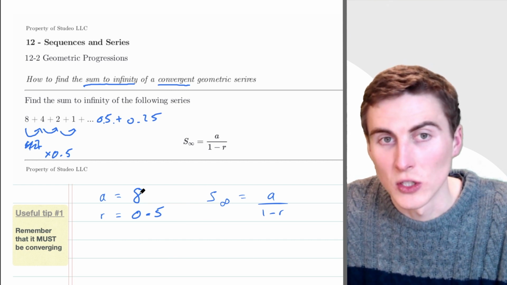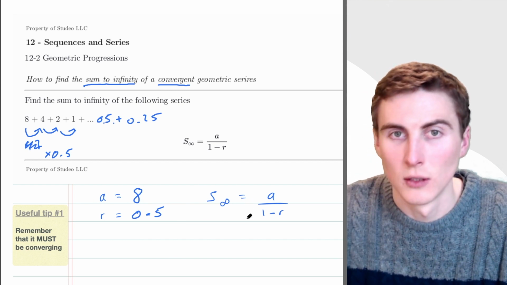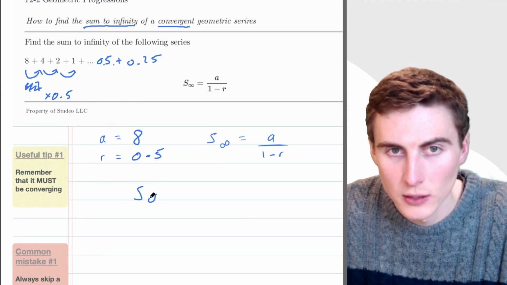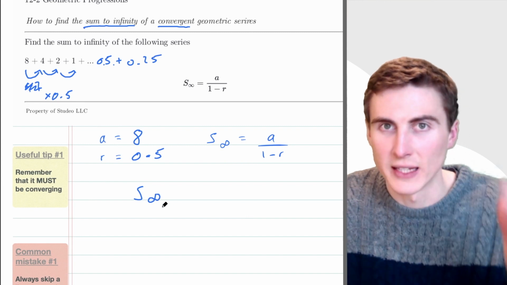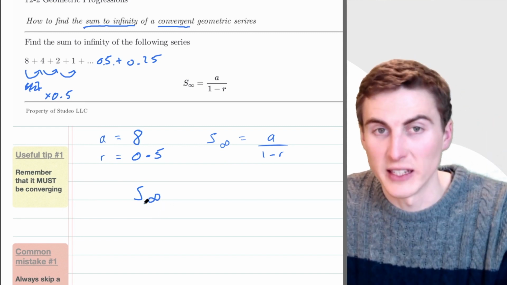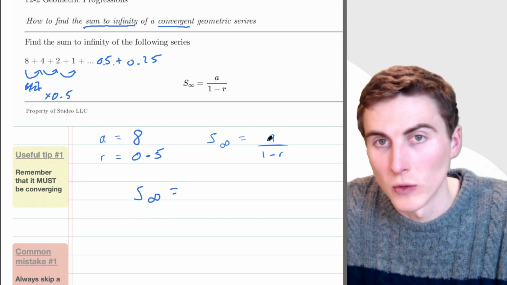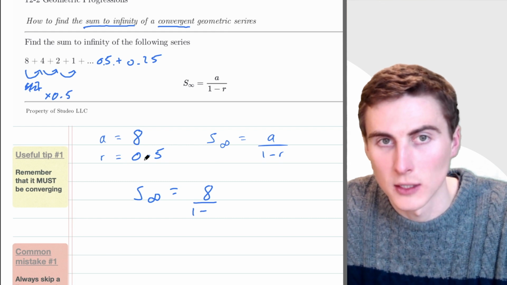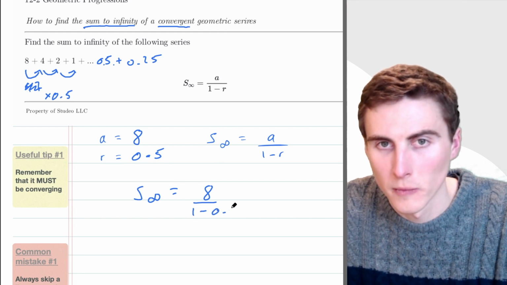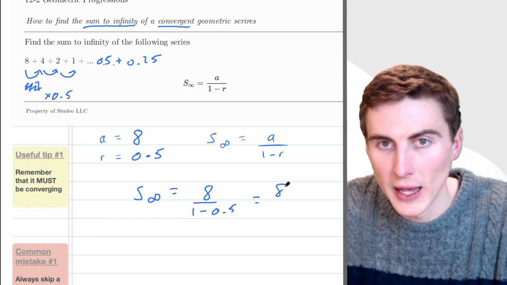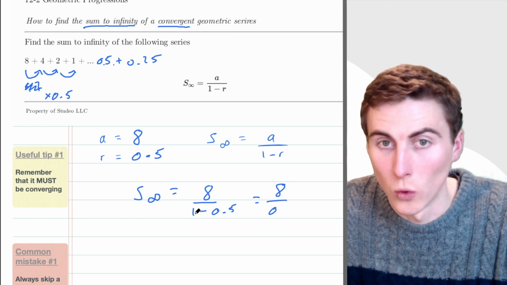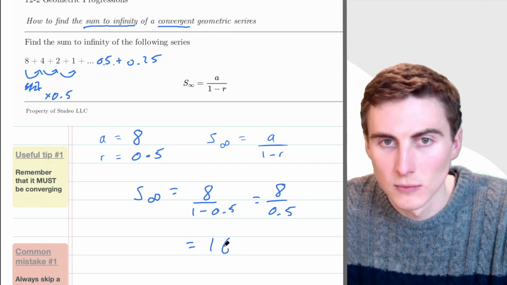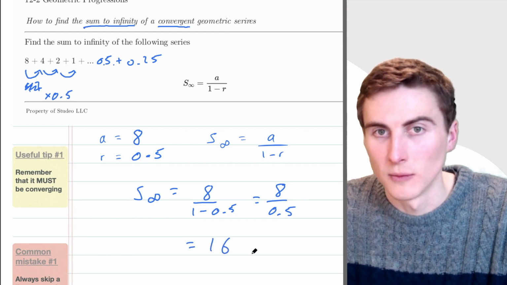Then we can just plug these into this formula. So scroll down a bit. Our sum to infinity, this little figure of 8 symbol tilted on its side, is the infinity symbol, is equal to a, which is 8, divided by 1 minus r, which is 0.5. So I've just got 8 over 0.5, because 1 minus 0.5 is 0.5. And that gives us 16. So the answer is 16.